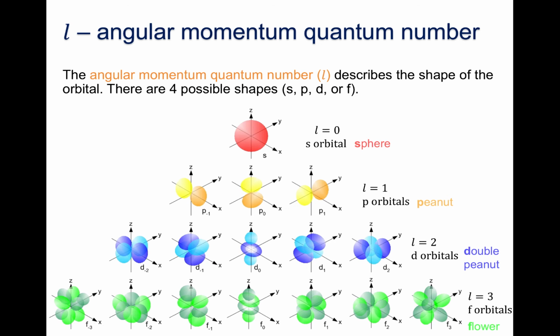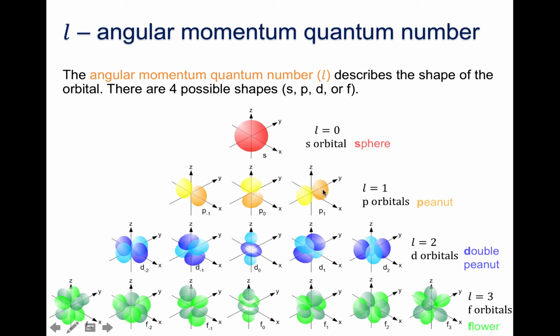L is the angular momentum quantum number, and that describes the shape of the orbital. There are 4 possible shapes that we have, and we describe those shapes as either S, P, D, or F. If you want to remember the types of shape, my SI leader Carlos came up with ways to remember them, where S corresponds to sphere.